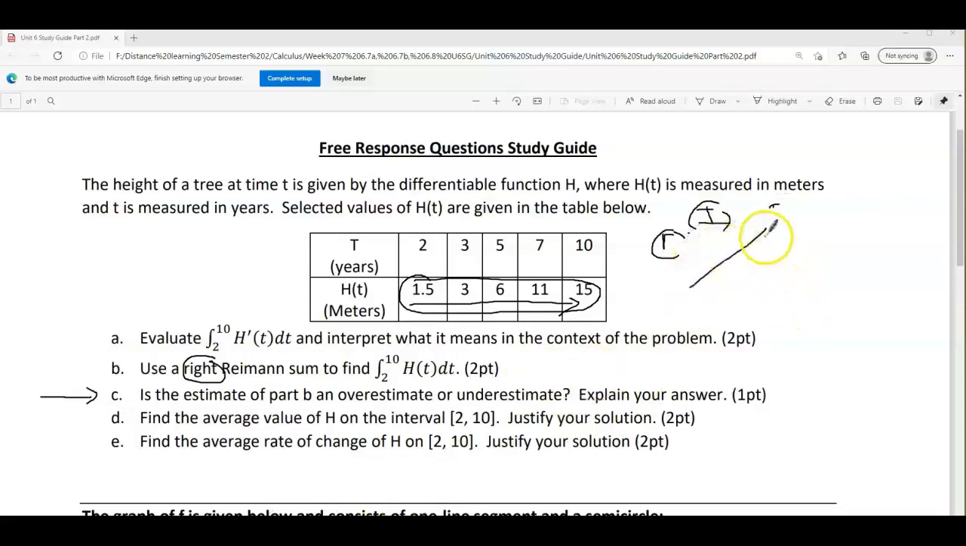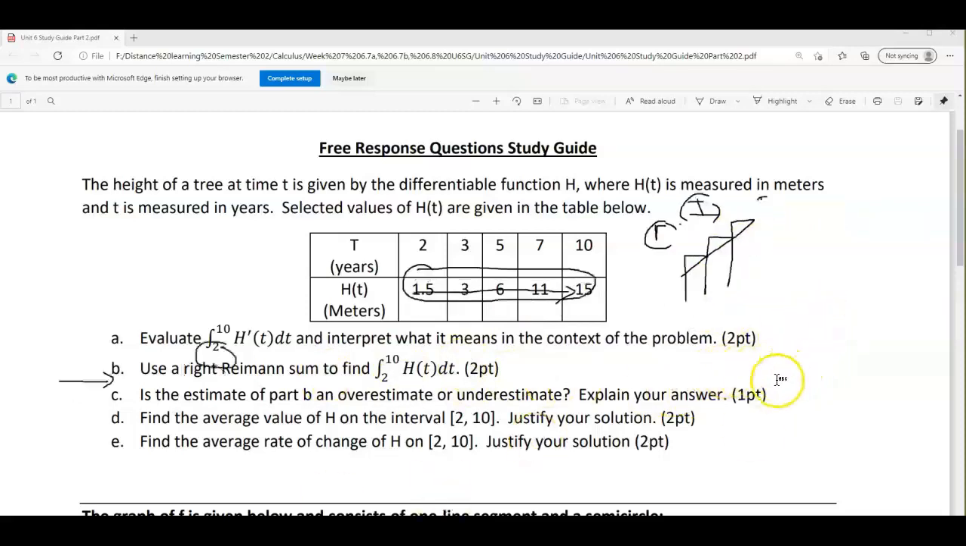Now here's how you could use your notes if you want to, but here's how I do it, because I don't look at notes. I just think, okay, well, if I started on the right here and started drawing rectangles, what does it look like? Like an overestimate or an underestimate? Well, that sure looks like an overestimate to me. And so I would say it's an overestimate.